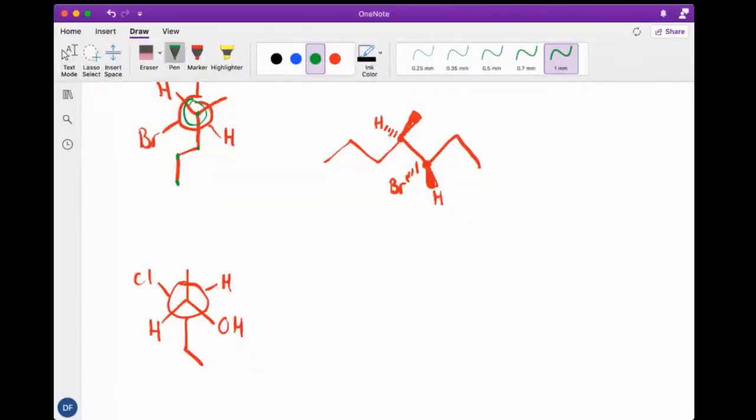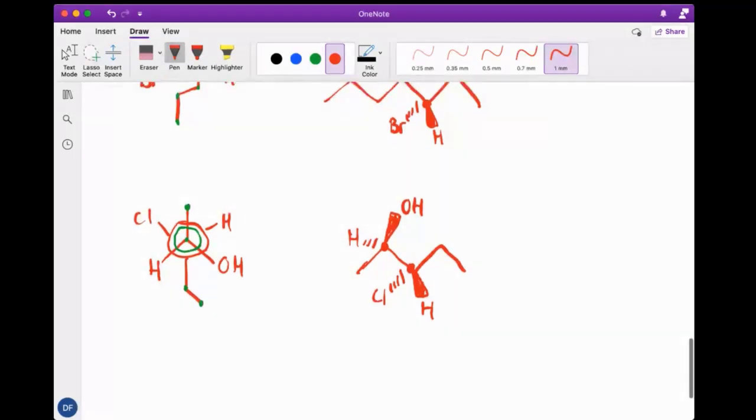Okay. Next one. So we look at the vertical line: 1, 2, 3, 4, and 5. And we're looking at the third one and the fourth one. No, actually, it's the second one and the third one. Okay, so our OH is on the right side, so it's a wedge, and dash is the H. Wedge here is the H, and the dash is the chlorine. So that's for number 2.